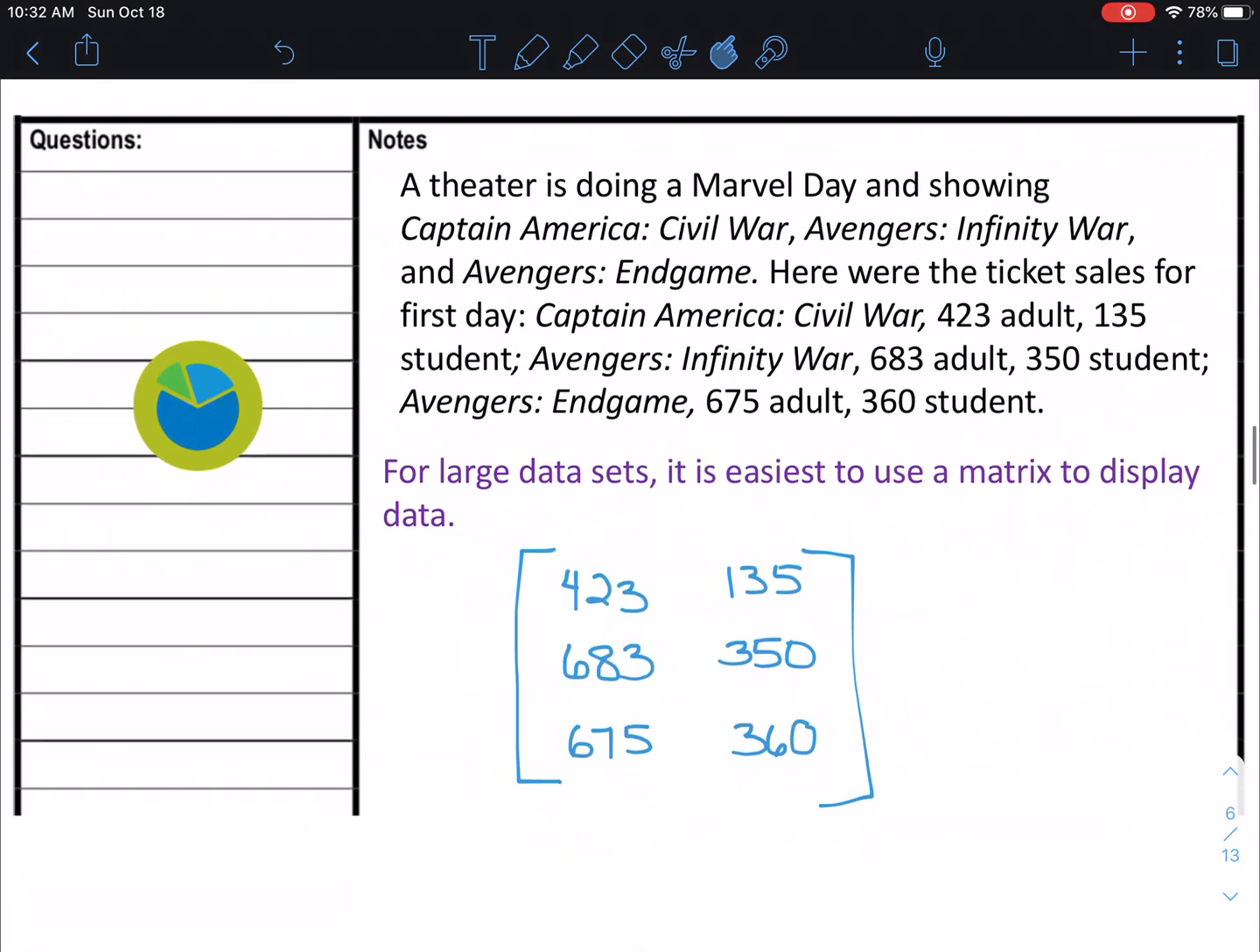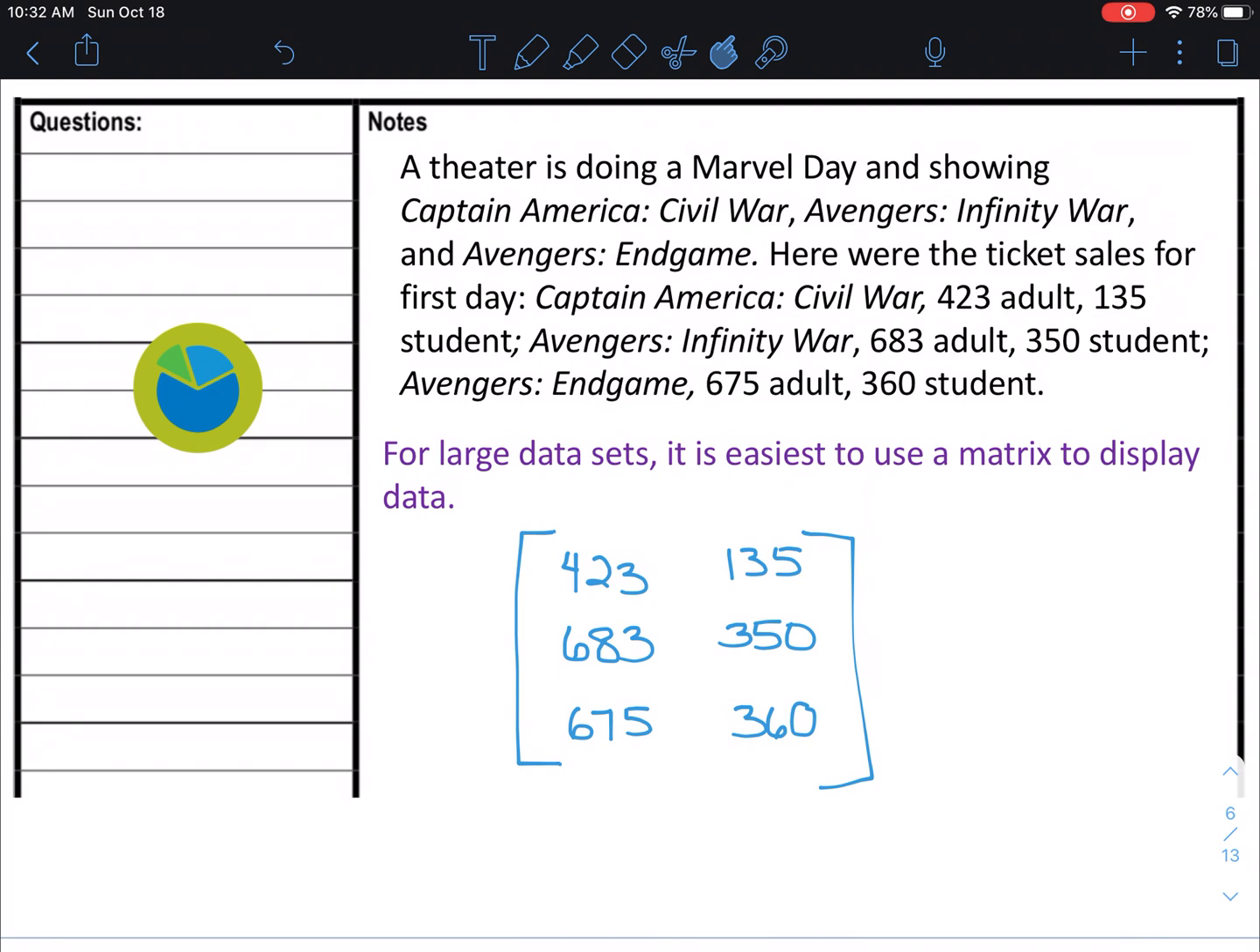All right, one of the reasons we use matrices is to display lots and lots of data because it's easier. So here would be an example of something a little bit more scaled down, but where you might start to put something into a matrix. It says a theater is doing a Marvel Day and showing Captain America Civil War, Avengers Infinity War, and Avengers Endgame. Here are the ticket sales for the first day. Captain America Civil War, 423 adults, 135 students. Infinity War, 683 adults, 350 students, and Endgame, 675 adults and 360 students.